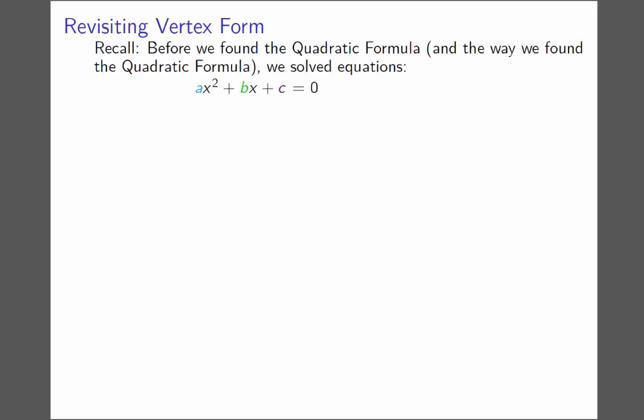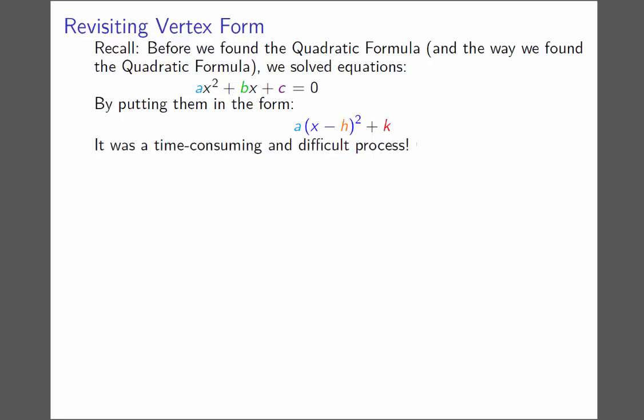Recall, before we found the quadratic formula, and it's actually the way we found the quadratic formula, we solved the equations ax squared plus bx plus c equals 0 by putting them in the form a times x minus h squared plus k. Remember, it was a very time-consuming and difficult process. If you'd like to see an example of what we went through, you can click the link to the right.